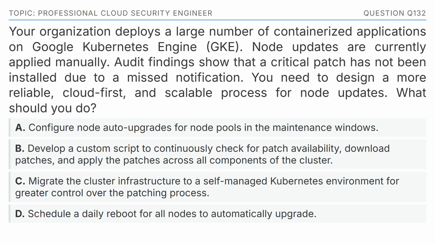What should you do? The options are: Option A, configure node auto upgrades for node pools in the maintenance windows. Option B, develop a custom script to continuously check for patch availability, download patches, and apply the patches across all components of the cluster. Option C, migrate the cluster infrastructure to a self-managed Kubernetes environment for greater control over the patching process. Option D, schedule a daily reboot for all nodes to automatically upgrade.